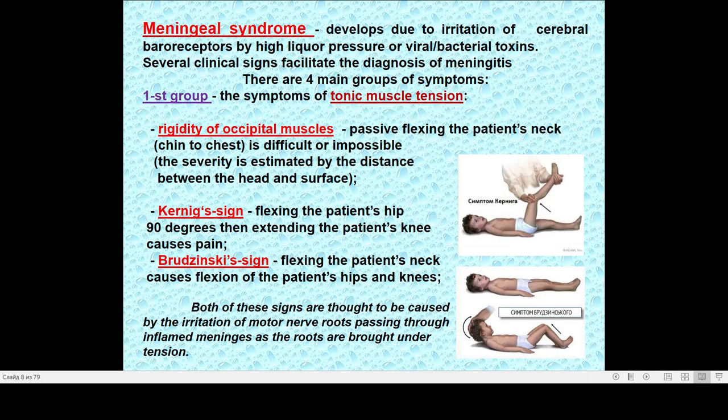You may see the description of these classical signs of meningitis on this slide. For example, rigidity of occipital muscles: passive flexion of the patient's neck is difficult or impossible. You may see Kernig and Brudzinski signs here too.